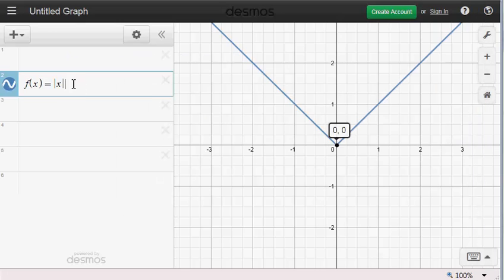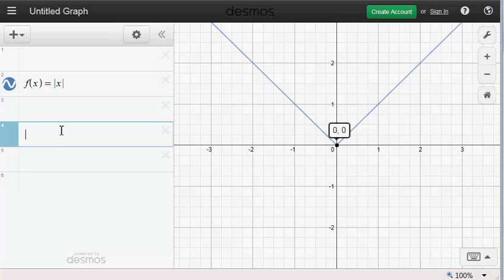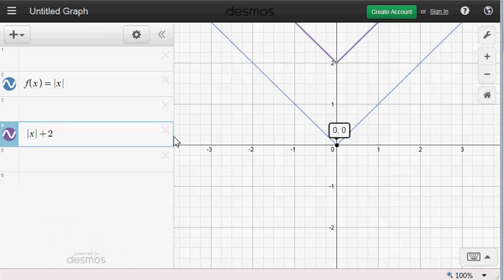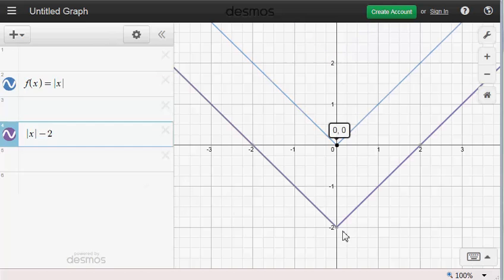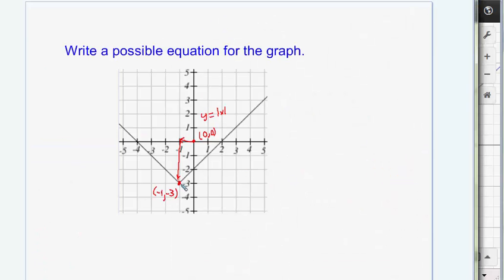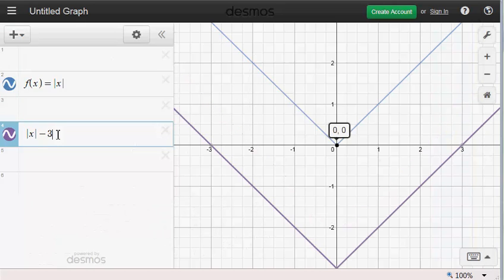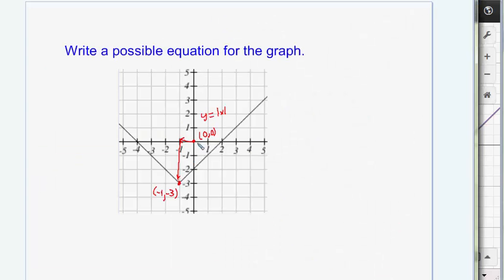If you take the output of the function, that's f of x, or you could think of that as the absolute value of x, and you were to write that down and simply add a number to it, say 2 for example, you can see that that moved the graph up 2. Had we subtracted 2 instead of adding 2, the graph would move down instead. So it looks like to get the graph to move down 2, the equation would look like this. Now if you remember, our job was actually to move down 3, so that would be accomplished by subtracting 3 on the output.